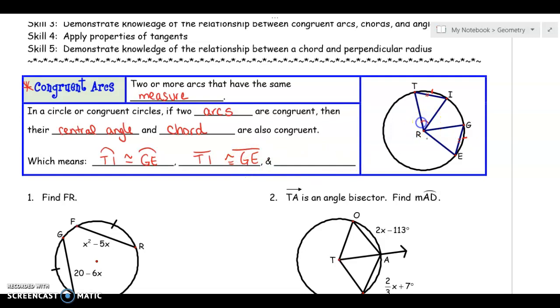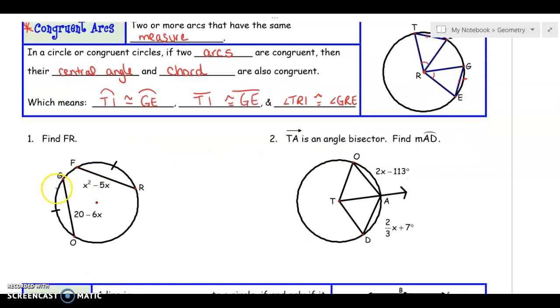And their central angles, the angles that have a vertex at the center and open up to those arcs or segments, are going to be congruent. So angle TRI will be congruent to angle GRE. All right, so for example, in this example, these two arcs are congruent, which means that the chords that open up to those two arcs are also going to be congruent.